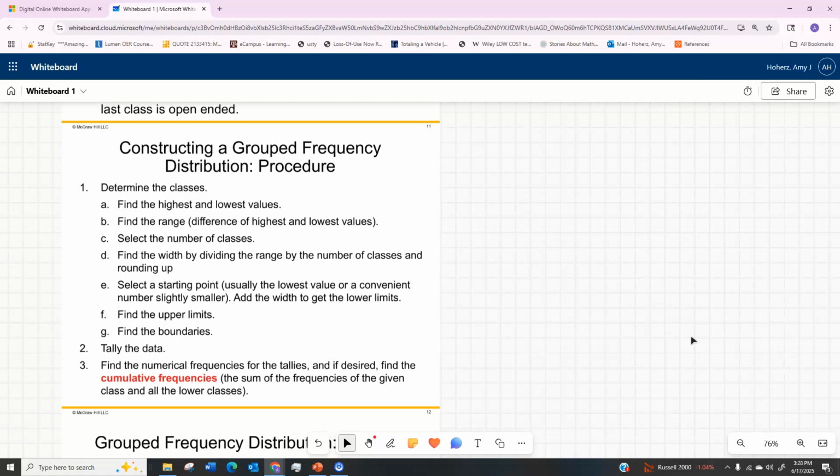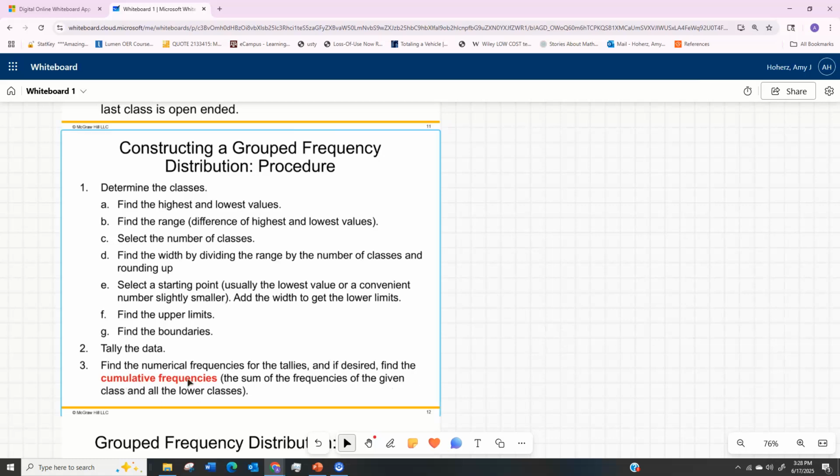We figured out the highest and lowest. We figured out the range. We decided, or they had already decided for us, that there was going to be 8 classes. Then you find the width by dividing, select the smallest point, which is usually the lowest value, and then go through and write down your upper limits and your lower limits and your boundaries. And then we went through and tallied it. That's where you mark it. How many are of each type? Where does each data value fall? And then you find the numerical frequencies.